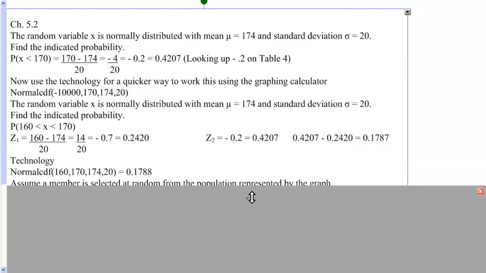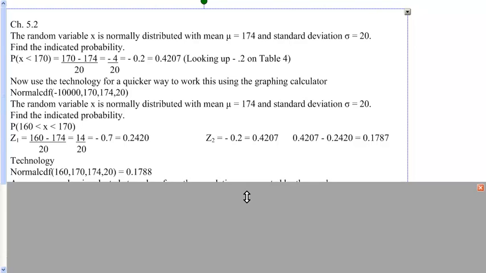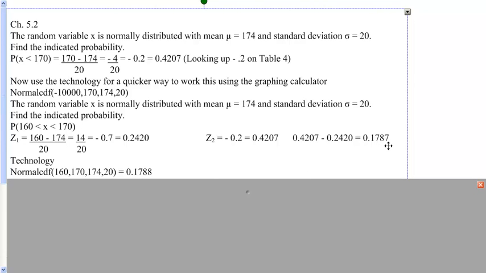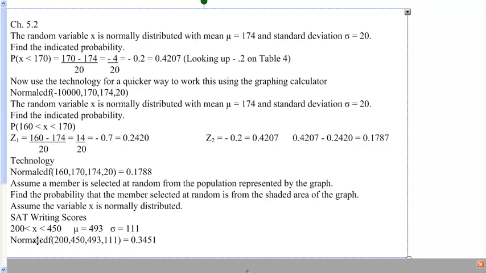When you work it by hand, you find the lower bound and the upper probability, then you subtract the two, and sometimes the answer comes out a little bit different, because you'll notice this one comes out with a 7 on the end, and this one comes out with an 8. So there'll be a little difference there. There's your lower bound, there's your upper bound. 174 is your mean, and 20 is your standard deviation. Here again, this is just another problem, just like this one, and I would just type it in using the technology.